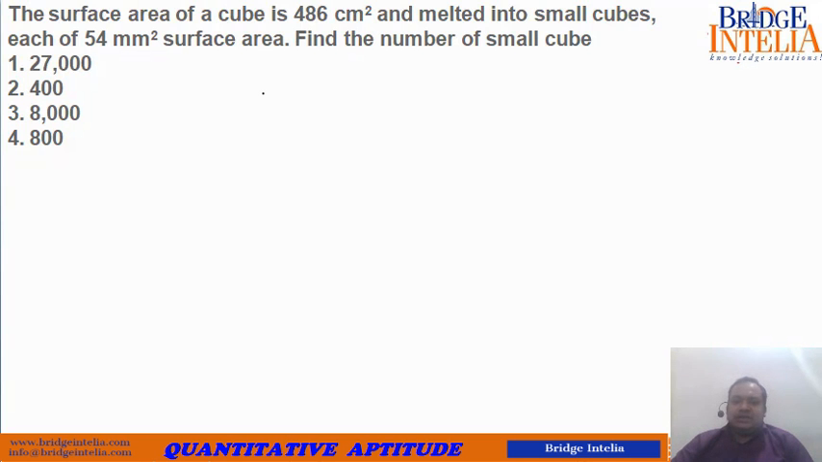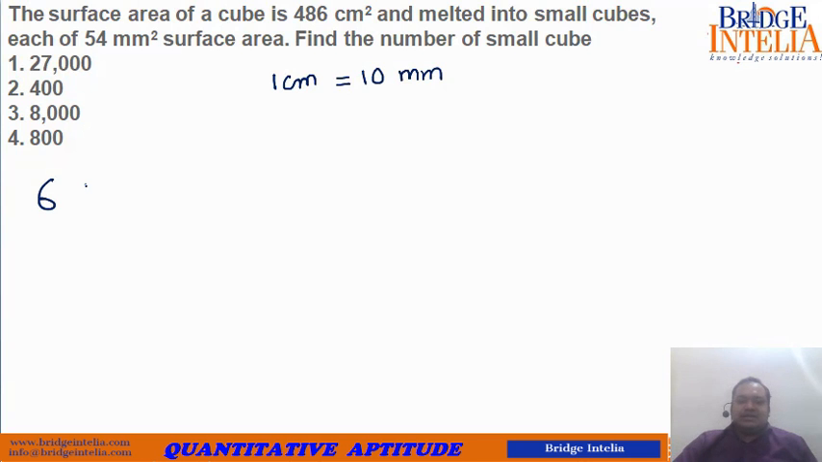Units are different. So first things first, 1 centimeter is equal to 10 millimeters. So this we must be aware of. Now let's understand what is being said. The surface area of a cube is 486 centimeter square.